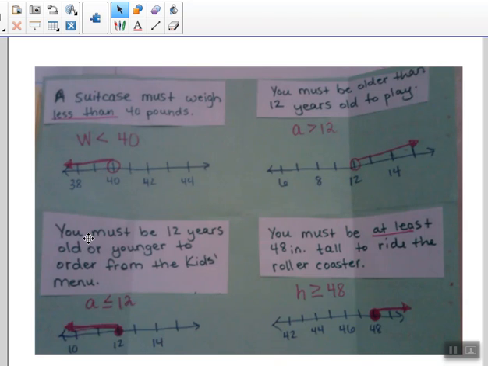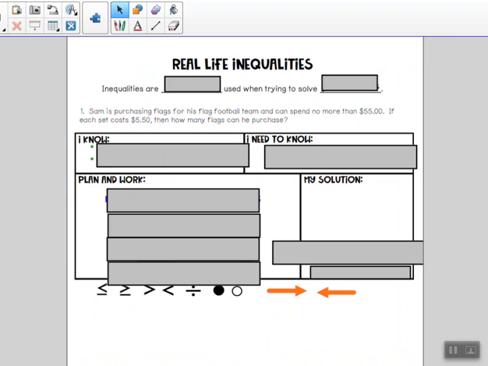You must be 12 years old or younger to order from the kids menu. All right, that's an example of being 12 or 11 or 10 or 9. You're showing solution sets on graphs of an inequality, and you must be at least 40 inches to ride the roller coaster. So you have to be that tall or taller. All right, so there's a lot of ways this plays out in our life. So let's get right to your notes.